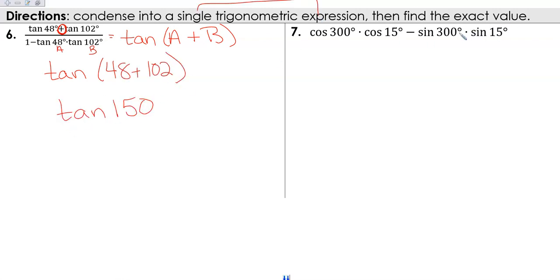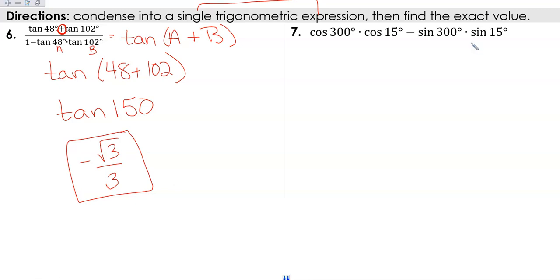But then I want to find the exact value. Well, 150 degrees is on our unit circle, and it is negative square root of 3 over 3. Okay? That's all that's to this. Keep it easy. Let it be easy.